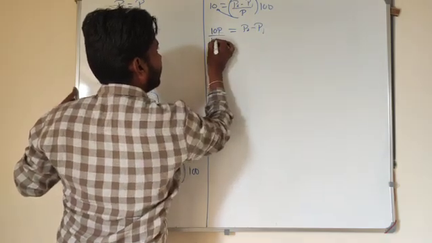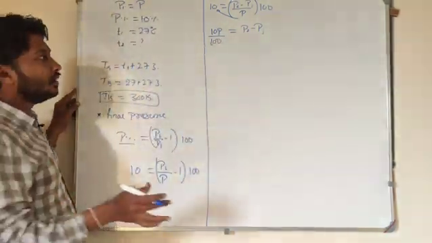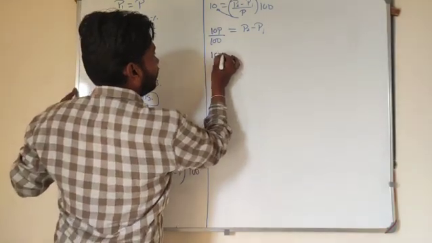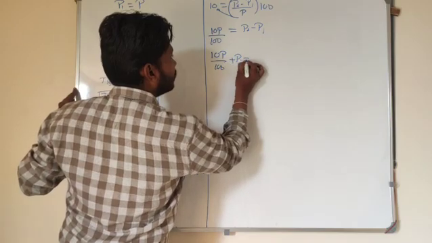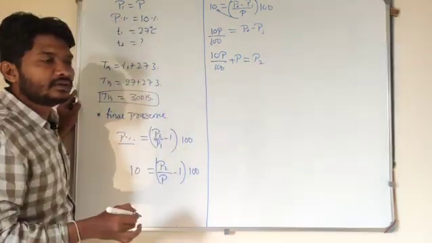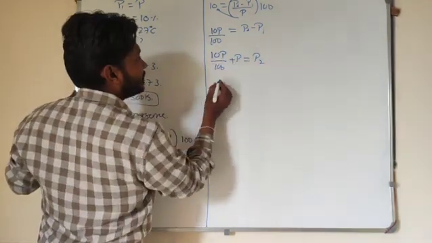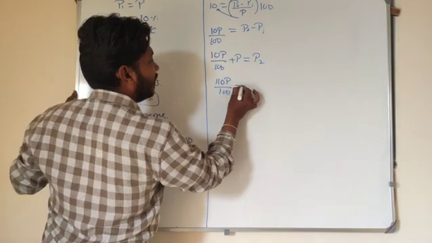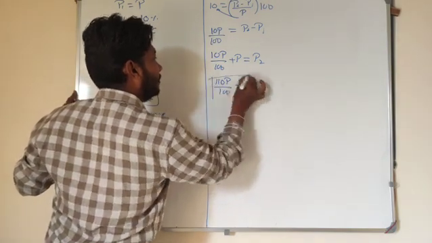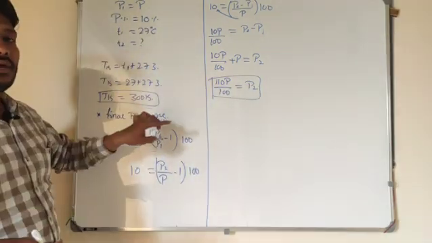Did you get my point? Look here, 10P by 100 minus P, if it goes to the left side, plus P. The P2 value is this much: 100P plus 10P, 110P divided by 100, it is equal to P2. I got that P2 value here.